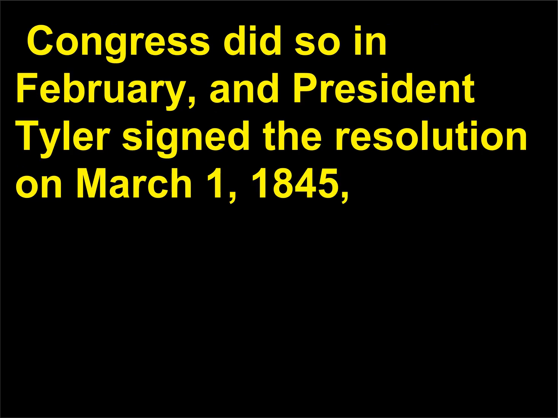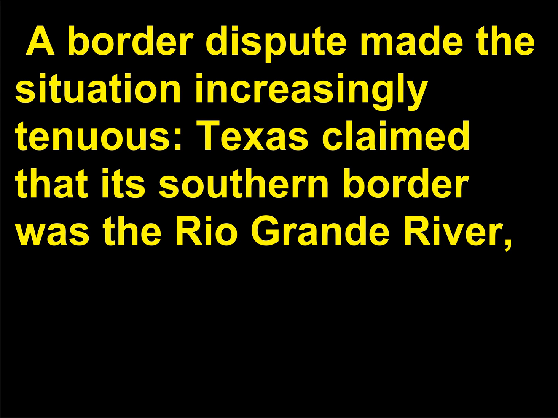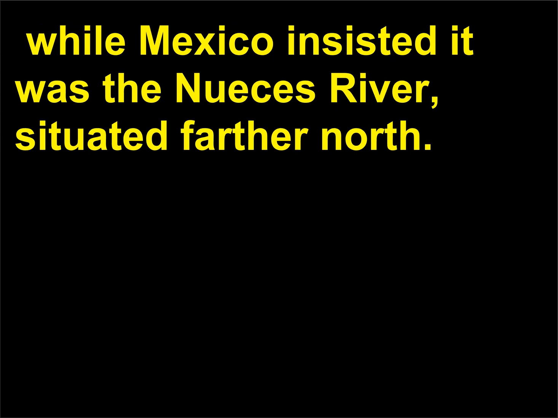Congress did so in February, and President Tyler signed the resolution on March 1, 1845, 3 days before leaving office. Mexico responded by breaking off diplomatic relations with the United States. A border dispute made the situation increasingly tenuous. Texas claimed that its southern border was the Rio Grande River, while Mexico insisted it was the Nueces River, situated farther north.